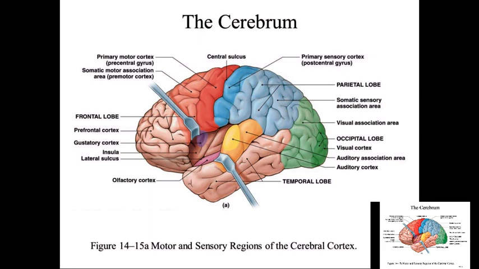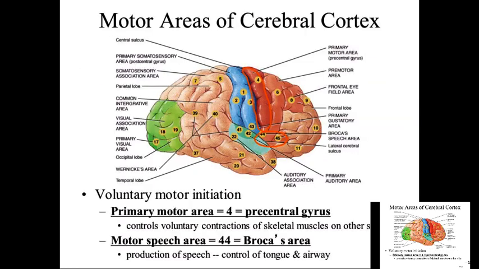Again, I just like this because I like the different colors, isolating the different parts of the brain. I'll pause that just so you could take a look at them. Now on the motor side, we have the primary motor area or precentral gyrus, which is here, number 4. And then we have Broca's area, primarily found in the left hemisphere of the brain. That is number 44. This allows you to create speech.